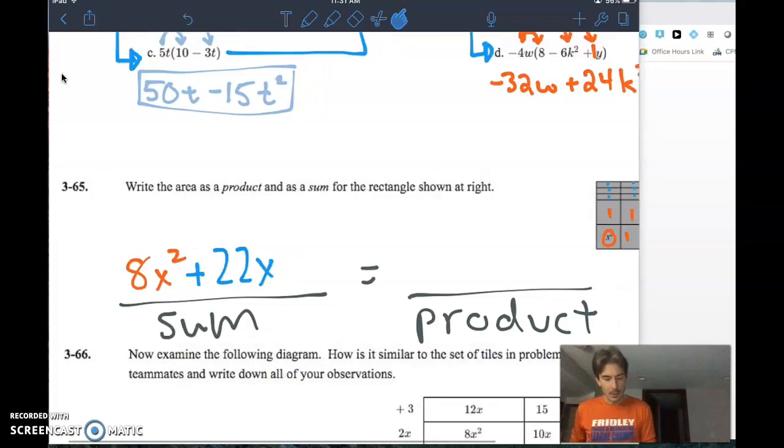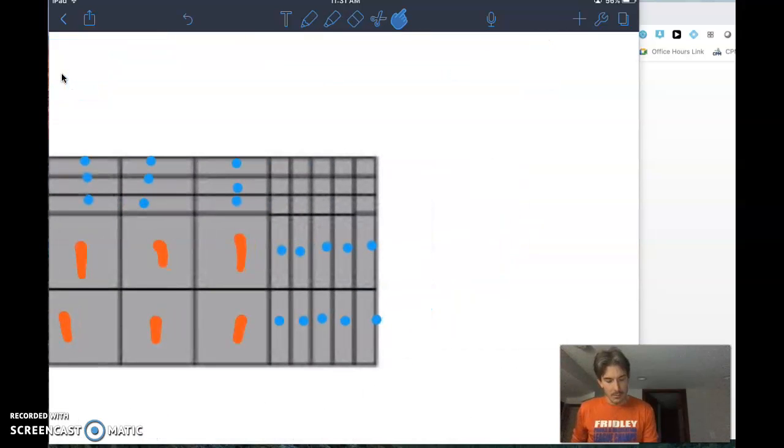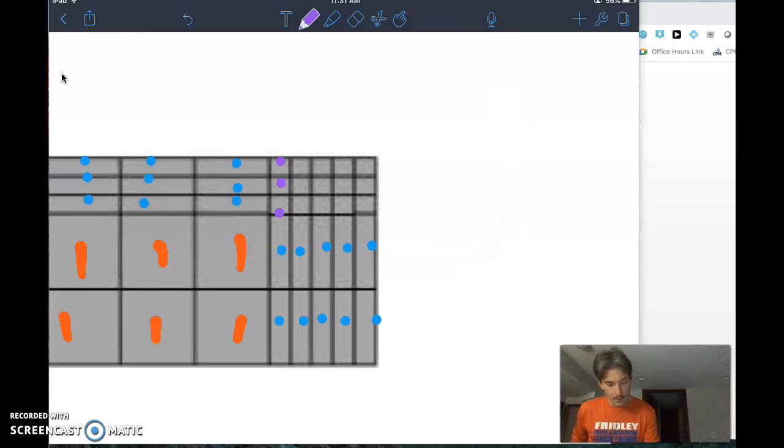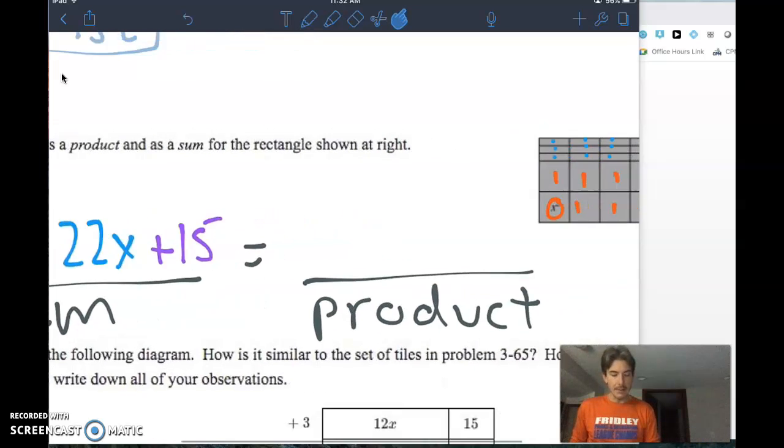Okay, last but certainly not least, I've got those little itty bitty unit tiles. How many of them? Oh man, let's see. Okay, let's do some counting here. I've got 1, 2, 3, 4, 5, 6, 7, 8, 9, 10, 11, 12, 13, 14, 15. I got 15 of those. There, that is going to complete my sum. I've got 8x squared plus 22x plus 15. Ta-da! Okay, last part is now let's go ahead and identify that product.